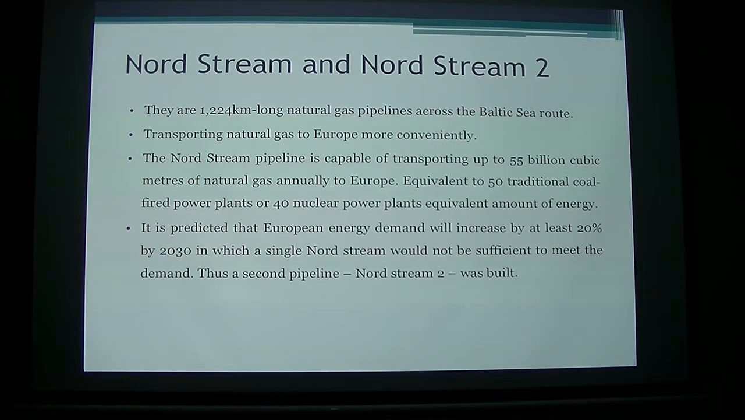The Nord Stream pipeline is capable of transporting up to 55 billion cubic meters of natural gas. In Europe, that is equivalent to 50 traditional coal-fired power plants, or 14 nuclear power plants, in equivalent amount of energy. Since natural gas demand in Europe is expected to increase, there is another pipeline being built, called Nord Stream 2, that will meet 20% of demand in 2020.